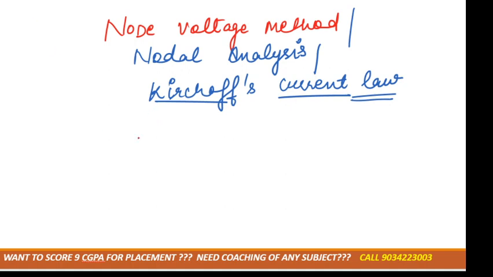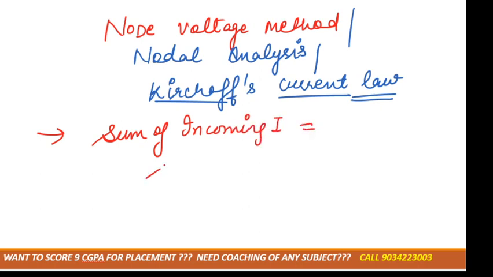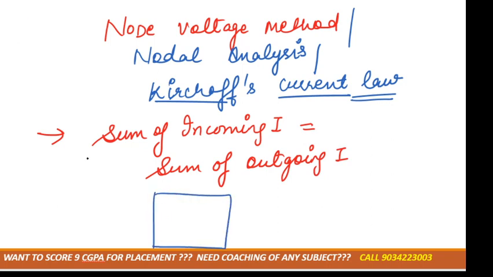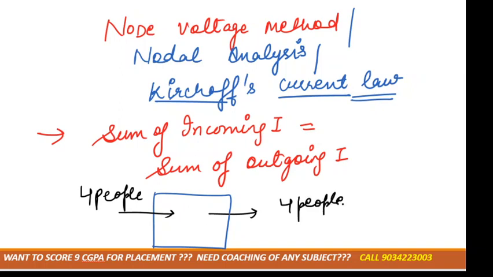What does Kirchhoff's current law state? The sum of incoming current must be equal to the sum of outgoing current. Like suppose this is your room. If four people enter your room, then only four people will leave your room, right or wrong? So according to this, the incoming number is 4, so the outgoing number should also be 4.